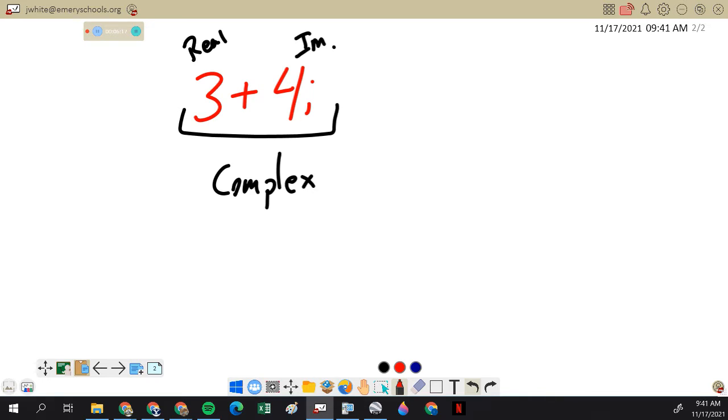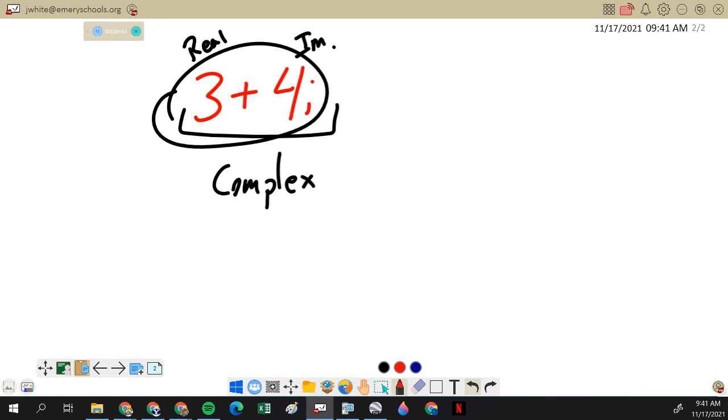So complex numbers contain real pieces and imaginary pieces. Now, we actually kind of use these interchangeably. Sometimes we call this an imaginary number, and sometimes we call it a complex number. But technically, if you hear imaginary number, that is just the i portion, not the real portion. And if you hear complex number, it means a real portion and a complex portion.